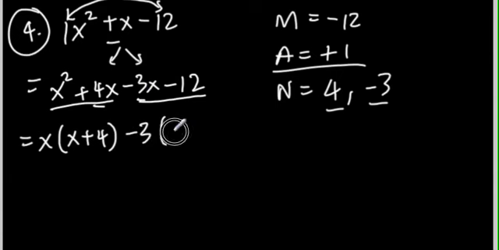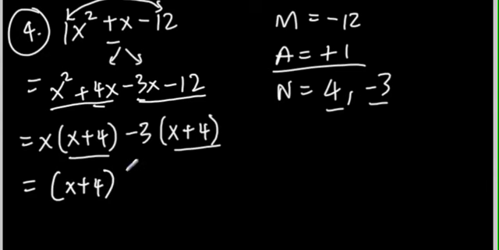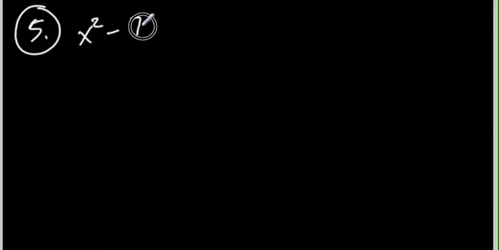Right? And what we are left with is x plus 4. The reason why it's x plus 4 is that negative 3 times x is negative 3x, and negative 3 times positive 4 is negative 12. We observe once again that these two are common, so it's x plus 4, x minus 3, and there we go. Number 5. It's x squared minus 7x plus 10. Same deal as before.